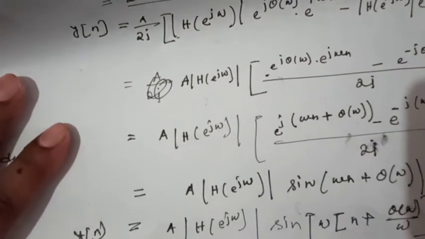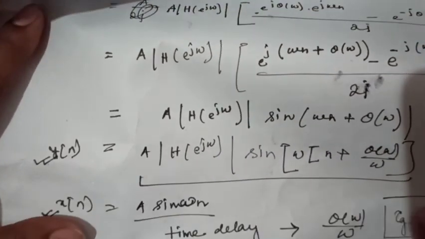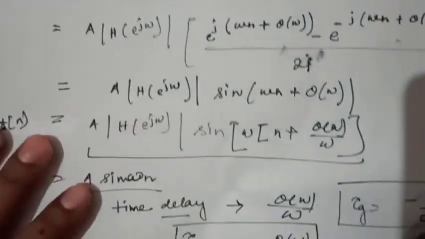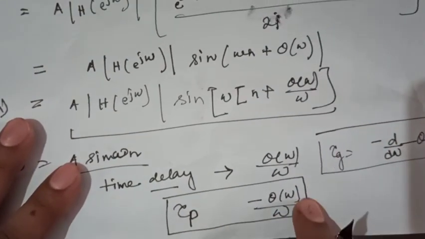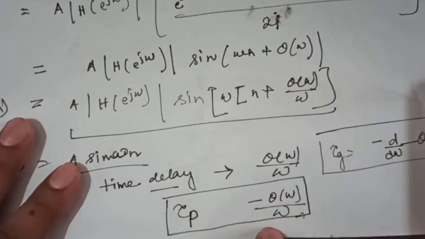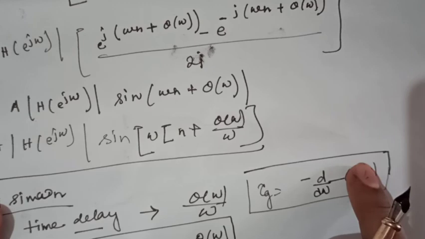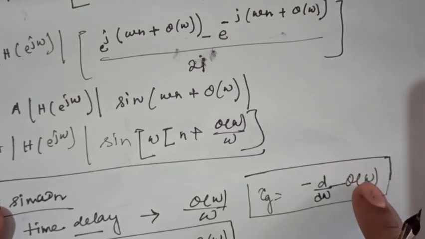Finally, we derived the phase delay as minus θ(ω) by ω, and the group delay as minus d by dω of θ(ω). Okay, hope you understood.